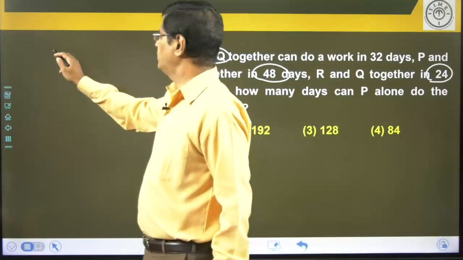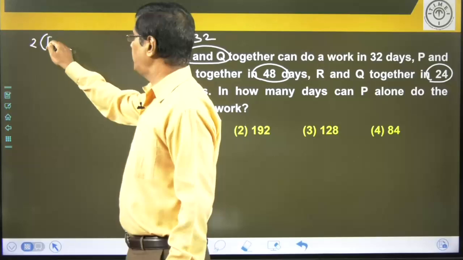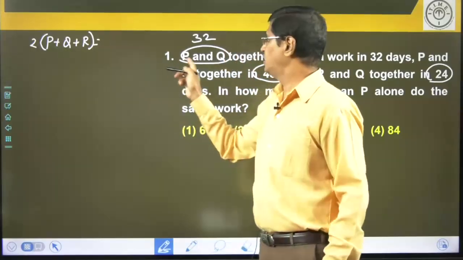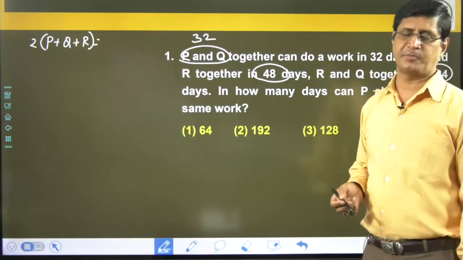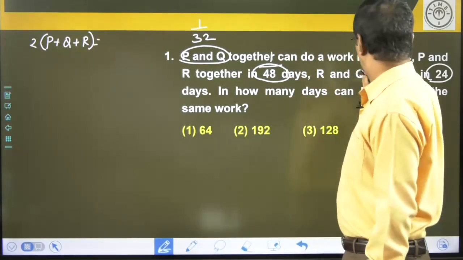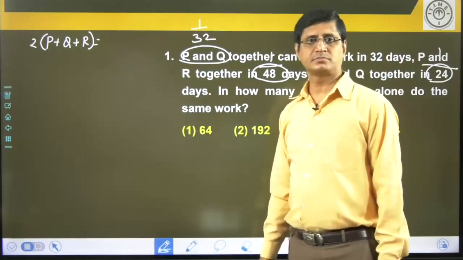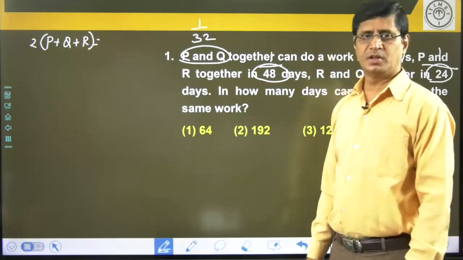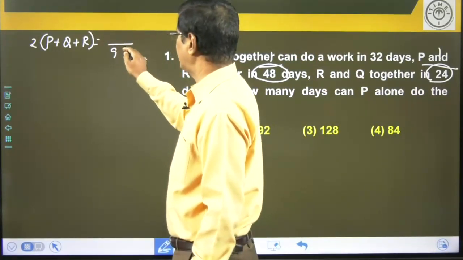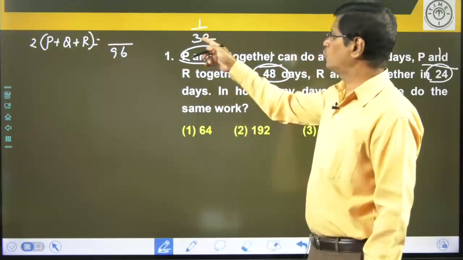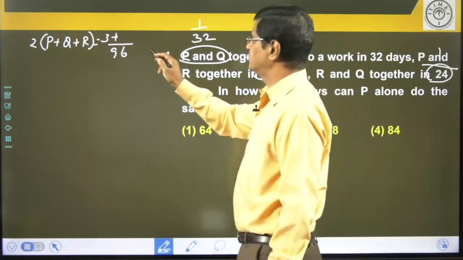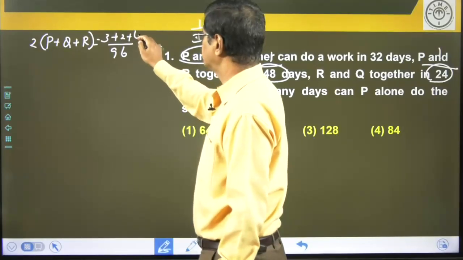Let me write it down. 2 times of P, 2 times of Q, 2 times of R is the sum of these 3: P plus Q, Q plus R, P plus R. 1 by 32, that is 1 day work. 1 by 48, 1 day work. 1 by 24, it is also 1 day work. How much is the LCM of these numbers, 32, 48 and 24? LCM is 96. 32 goes 3 times, 48 goes 2 times, and 24 goes 4 times.